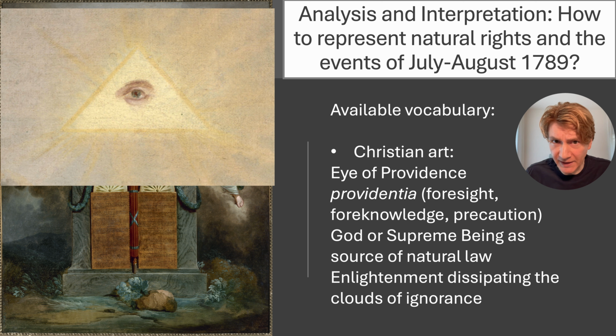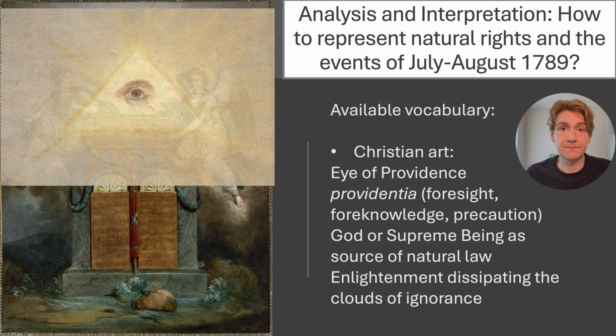The all-seeing eye, or eye of providence, is there to reinforce the idea that natural rights stem from natural law as intended by God. Natural law and rights are universal since they are to be found everywhere and applied to all human beings. The image of dissipating clouds is one that is often used during the period of the Enlightenment as a symbol of the movement itself, the light of reason dissipating the clouds of ignorance.